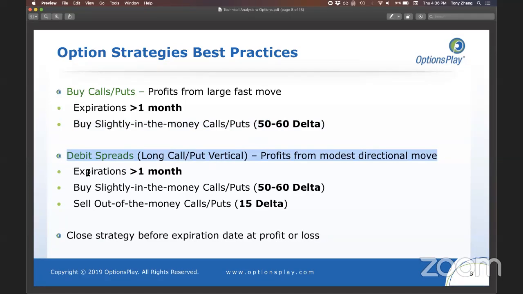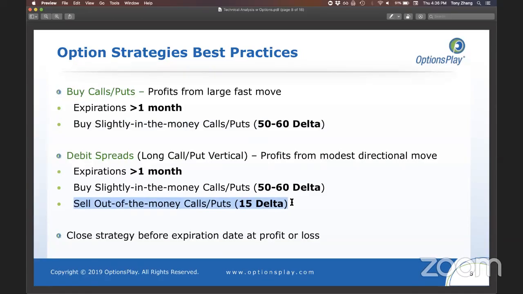Because same thing, you want to buy expirations that are greater than 1 month out. You want to start by buying an in-the-money call or a put, a 50 to 60 delta call or a put. The only difference here now is that you're going to sell an out-of-the-money call against that. Roughly about a 15 delta call or a put will reduce the cost basis of that long leg by about 10 to 20%.